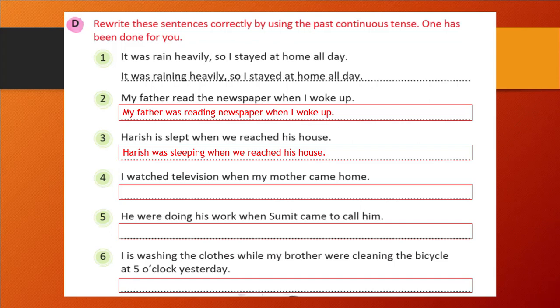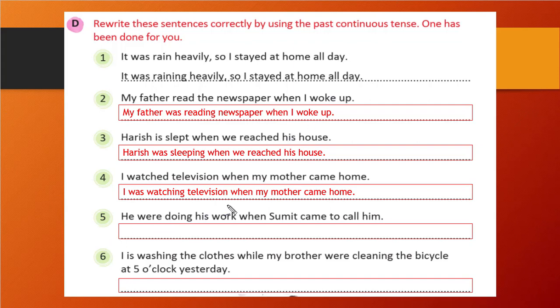You can see the fourth one also. So what does it say? I watched television when my brother came home. I watched. So the watching action is going on. So I was watching television when my mother came home. Mother came home, that action happened. Okay. So I was watching television when my mother came home. That will be the correct answer. Right. Let's see the fifth one. What does it say?